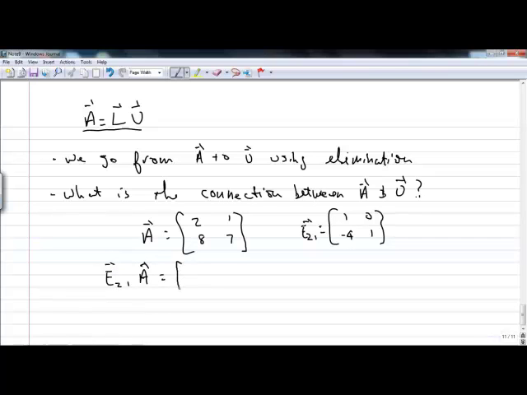And so E21 times A would give us the result of our first elimination step, which would be 2, 1, 0, and 3. And now we have a matrix that is in the upper triangular form, and we have the equation EA is equal to U. We only have one elimination matrix, E21 here, so E is equal to E21, and EA equals U.